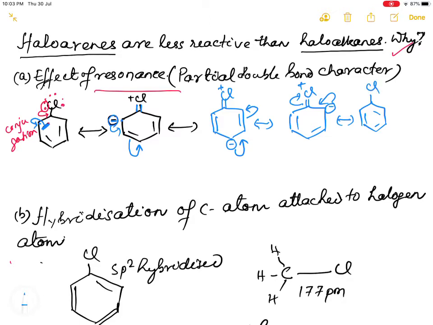But here what happens, you see, between this chlorine and this carbon, you will get a double bond. This is known as partial double bond character, due to resonance. To cut this bond, it needs more energy, which cannot be provided in a reaction.